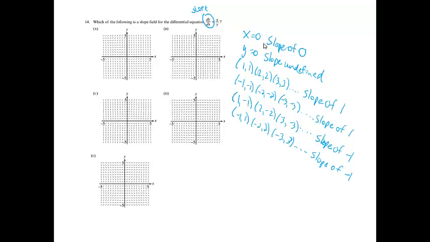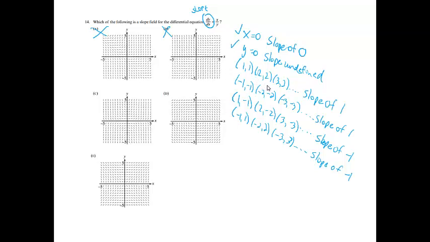So I know at x equals 0, I need to see a slope of 0. B, definitely no. I see a slope of 0 on that one. Nope, not on A. And I see a slope of 0 there, and I see a slope of 0 there. Okay, so we've checked that one. Okay, y equals 0, having a slope that's undefined. It looks like that one's undefined. I think that one is, and I think that one is. So that didn't really help me.